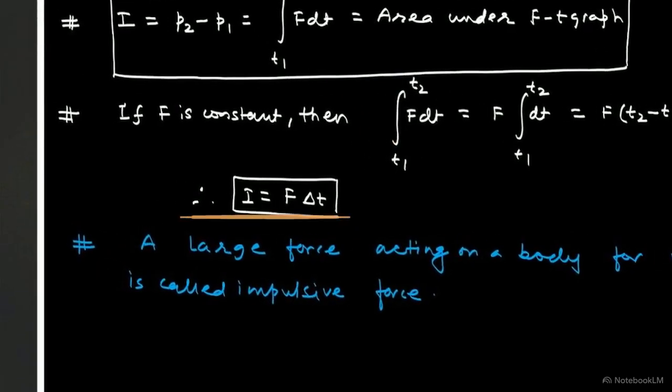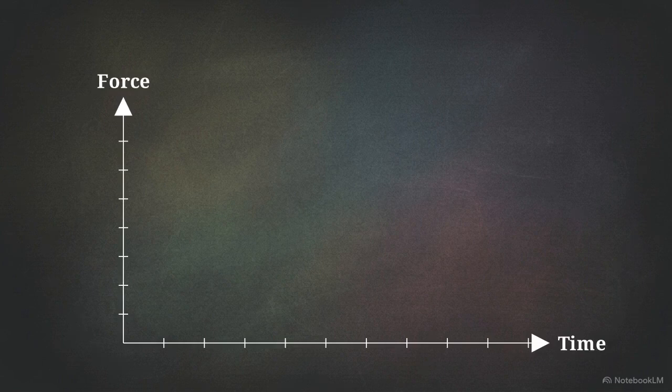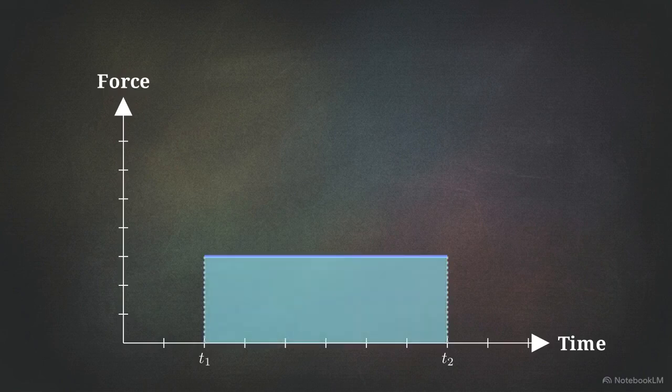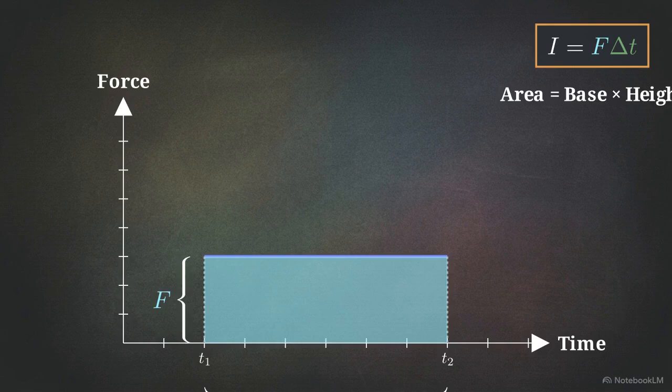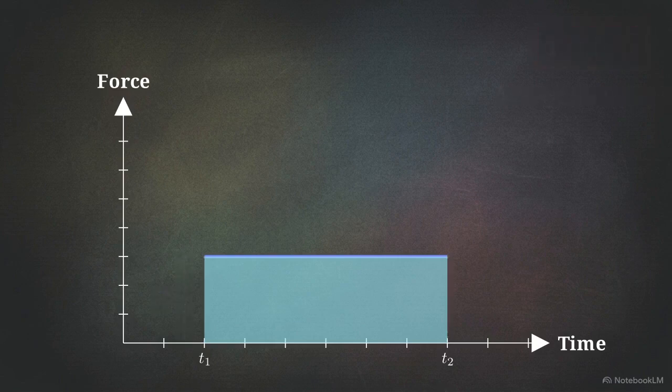Impulse is simply that constant force multiplied by the total change in time, or delta t. This is a force versus time graph plotting that constant force, which creates a perfectly flat horizontal line. The time window forms the width below it, giving us a shaded rectangle. For constant forces, you drop the calculus entirely. You are literally just calculating the area of a basic rectangle. Base times height gives you exactly the same result, proving that complex physics equations often translate directly into basic geometry.